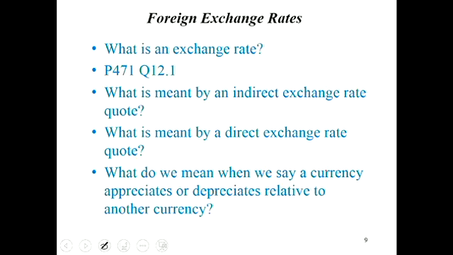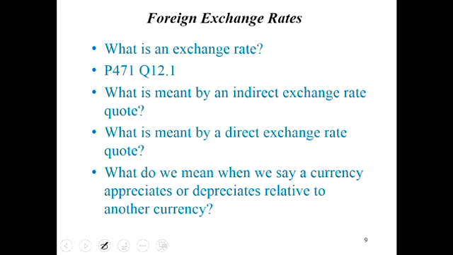Okay? So in the direct one, and a lot of the world uses direct quotation, if the numbers get bigger, is your domestic currency becoming more or less valuable? Say it was $1.30 and went to $1.40. Is the domestic currency becoming more valuable or less valuable in a direct quote? Less valuable. Yeah, and that's one of the things that makes the direct quote a little bit harder to understand. As the number gets bigger, we would expect our domestic currency to become more valuable. That is true in an indirect quote, but in a direct quote, the bigger the number is, the less valuable your local currency is.